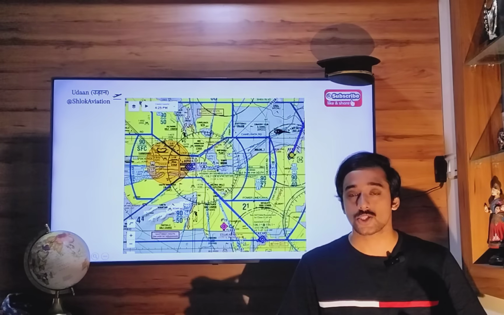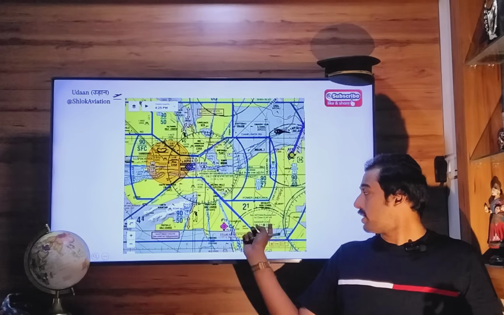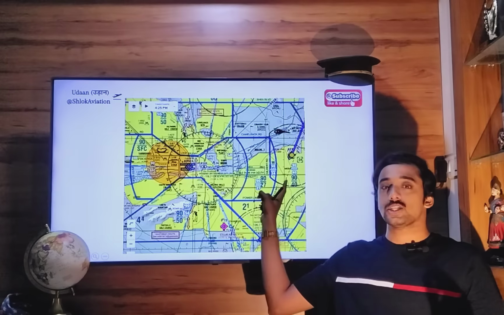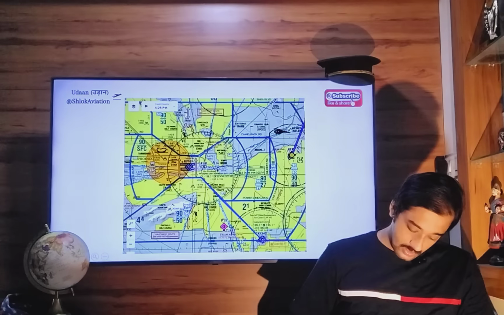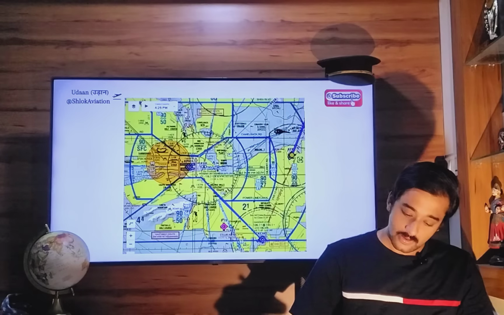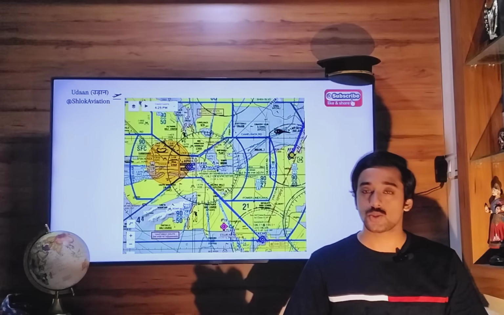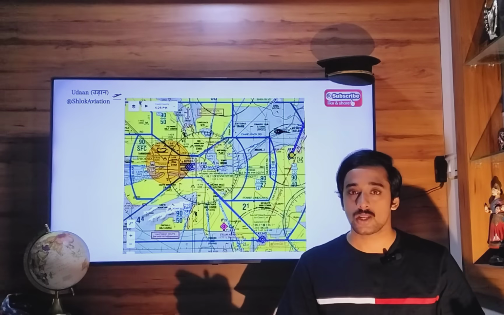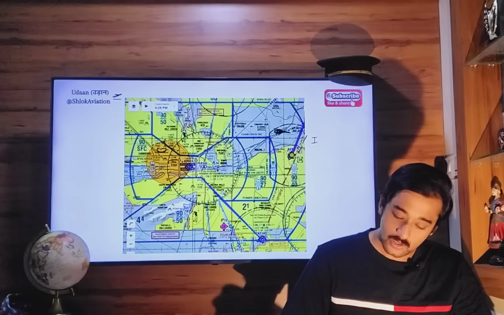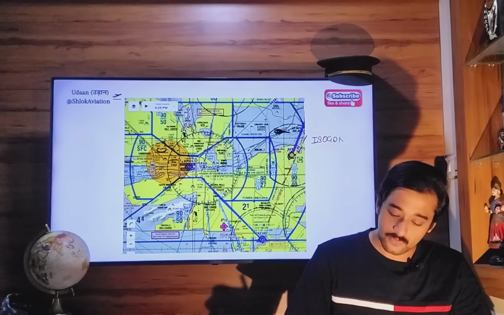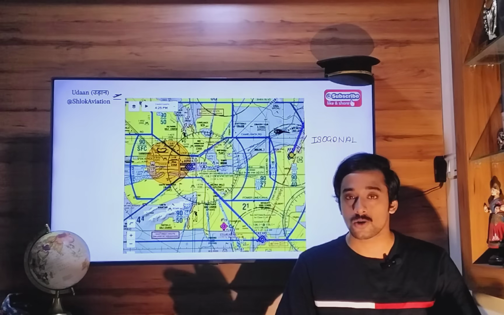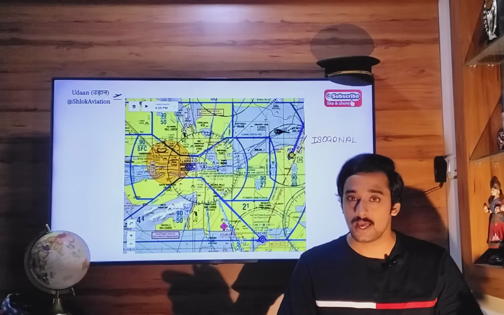Now when you look at this chart closely, you will find a red color dash line here. You may not be able to see it, but there is a red color dash line, something like this. All your VFR sectional charts will have these red color dash lines. These red color dash lines are nothing but isogonal lines. Just like VFR sectional charts, your IFR low altitude charts will also have these isogonal lines.